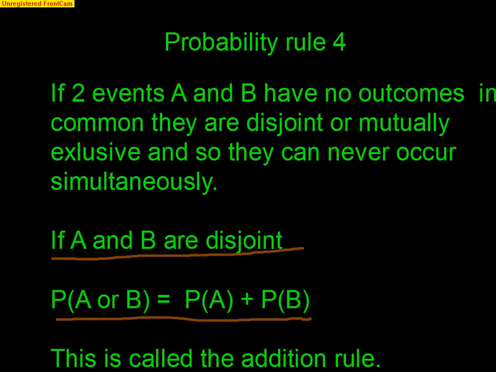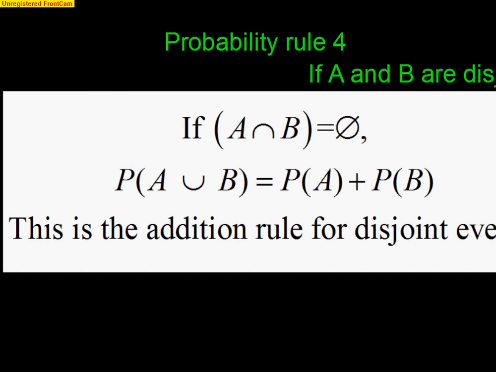So here's probability rule 4 written in a way you're not used to seeing. It says if A and B have nothing in common, they don't intersect at all, or their intersection is a null set, or they're disjoint, the probability of A union B, and we found out this is OR, is equal to the probability of A plus the probability of B. This is just a different way of stating it.